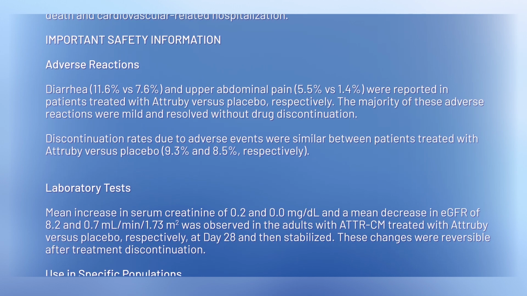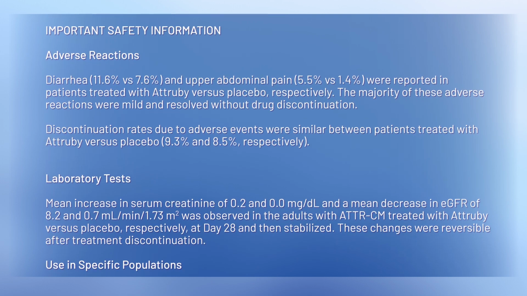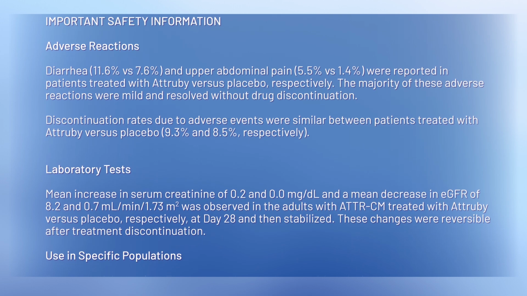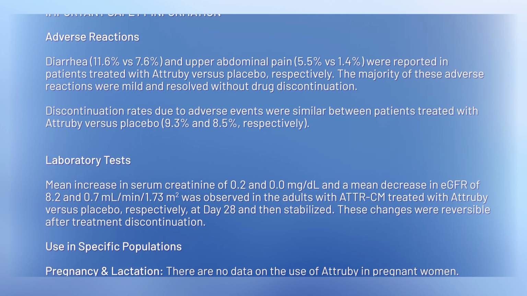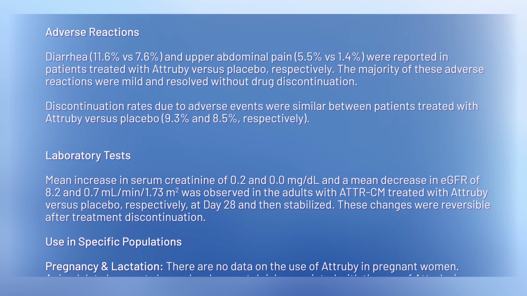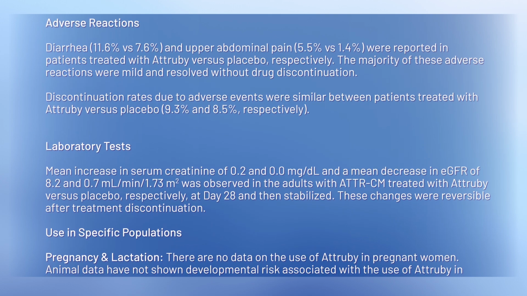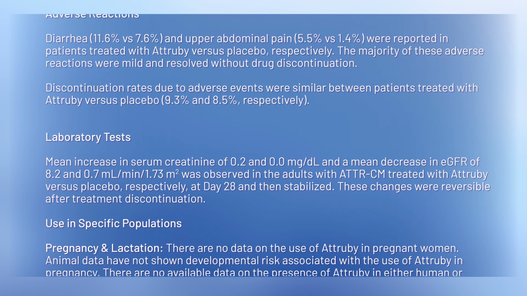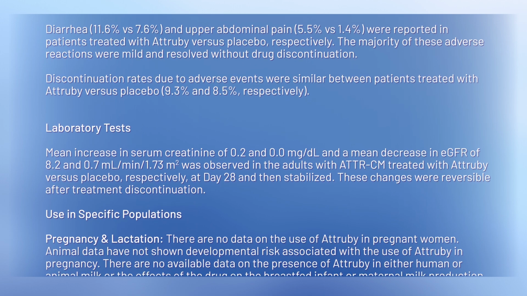Laboratory tests. Mean increase in serum creatinine of 0.2 and 0.0 milligrams per deciliter and a mean decrease in eGFR of 8.2 and 0.7 milliliters per minute per 1.73 square meters was observed in the adults with ATTR-CM treated with Attruby versus placebo, respectively, at day 28 and then stabilized. These changes were reversible after treatment discontinuation.